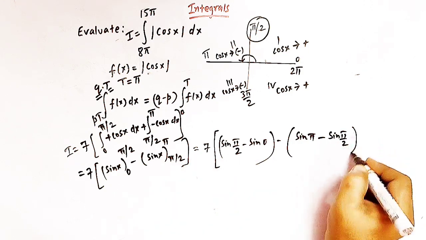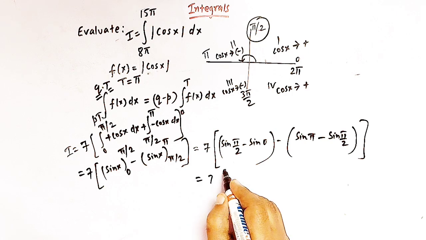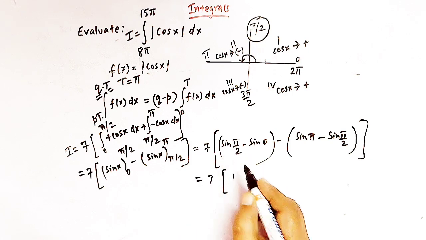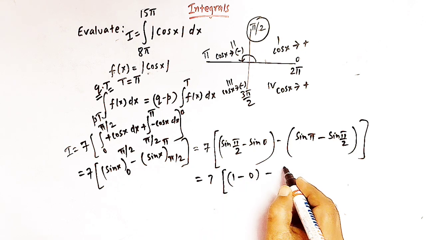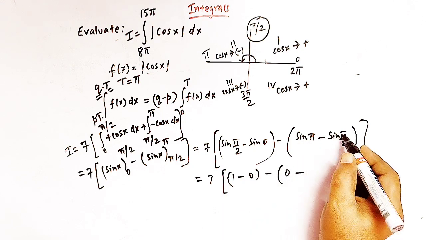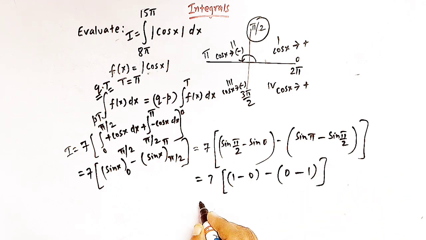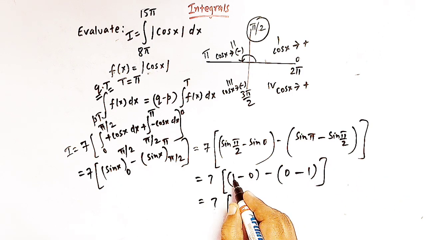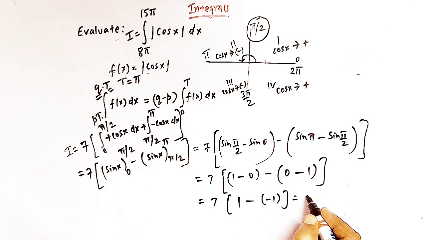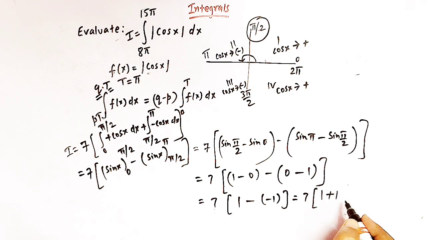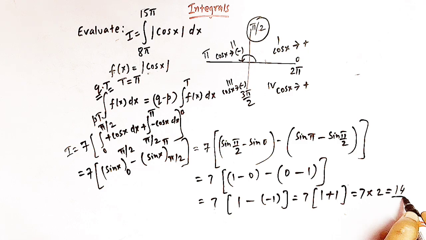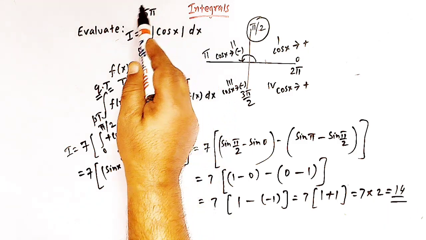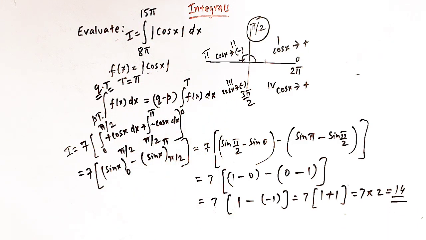Okay. So now here we can write sine pi by 2 as 1, sine 90 degrees is equal to 1, sine 0 is 0, and sine pi is 0, sine pi by 2 is 1. So we have 7, then we have 1, 1 minus 0 is 1, 0 minus 1 is minus 1, so we have 7, this is 1 plus 1, that is 7 times 2, that is equal to 14, right? So the value of this integral is equal to 14.